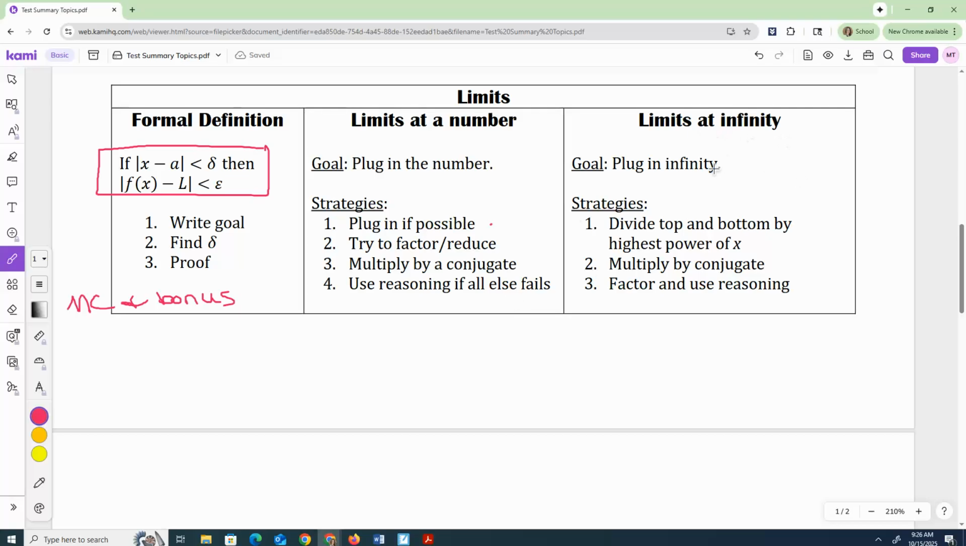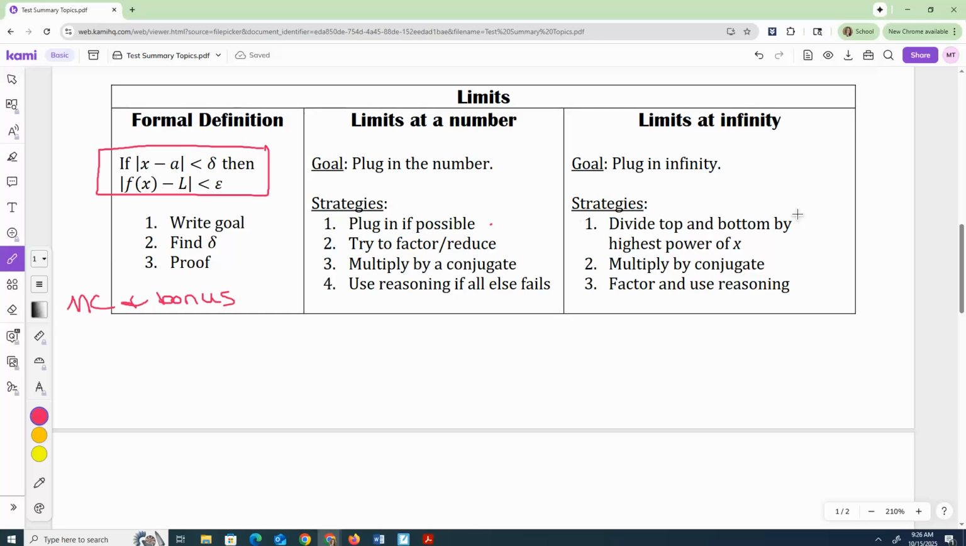When we are approaching infinity, we're trying to plug it in. A lot of times to get there, we have to divide by the highest power of x, again, multiplying by the conjugate, or sometimes reasoning to get there. So those were our strategies.